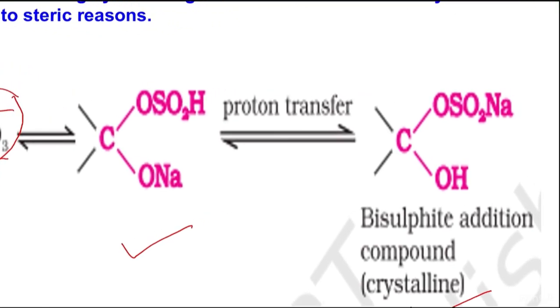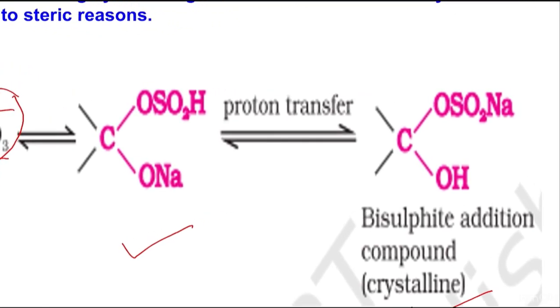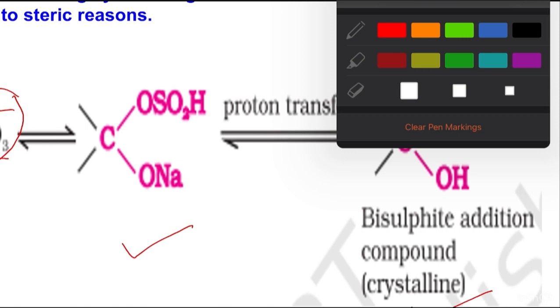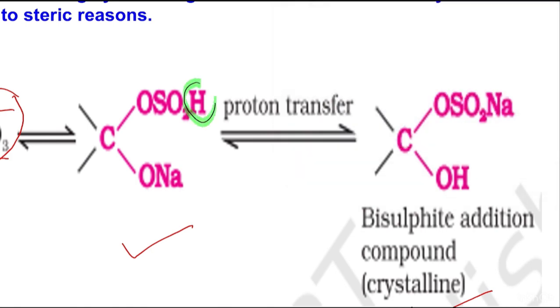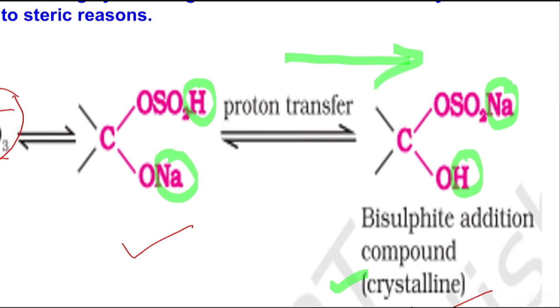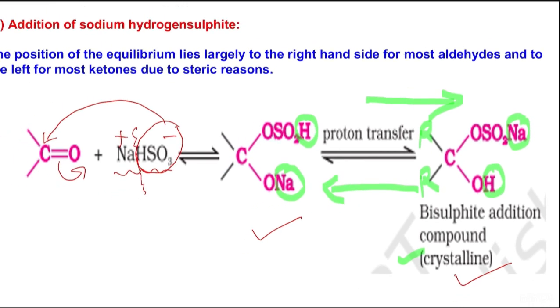See the difference carefully. What is the difference here? The difference is that you have H here, Na here, and here the Na and H have exchanged their places and it has become the crystalline bisulfite addition compound. For aldehydes, the equilibrium shifts towards the right more, and for ketones it shifts towards the left more because of the steric reason. Because of steric hindrance, if there are two R groups here in ketone, it's not going to be very stable. That's why it shifts towards the left.